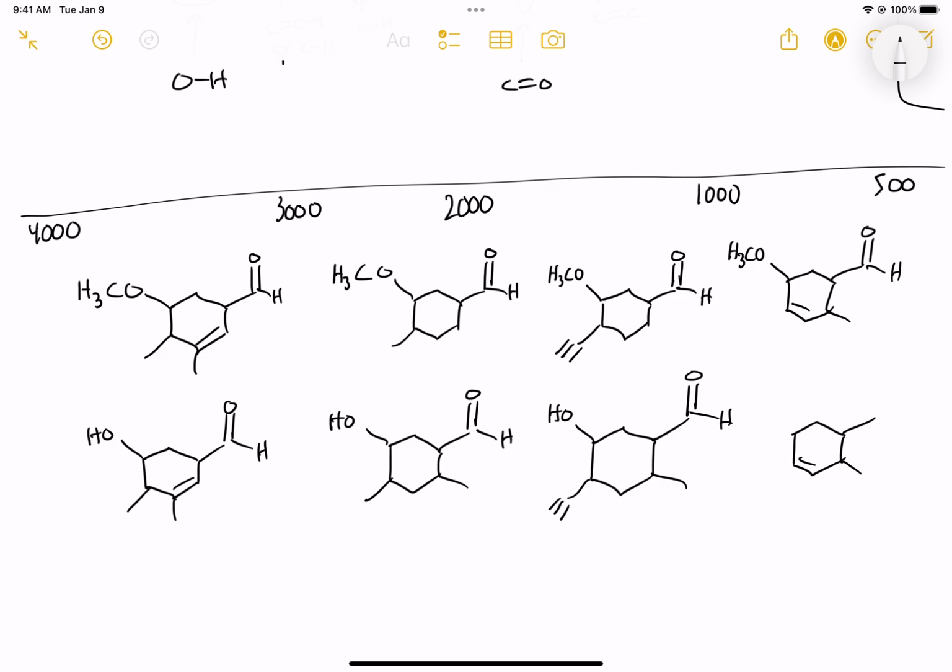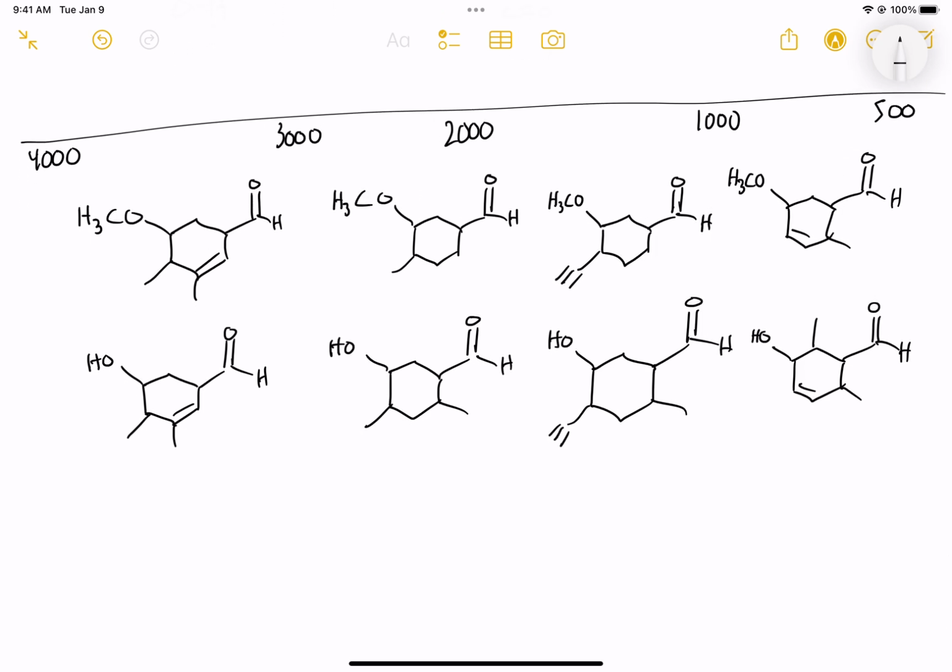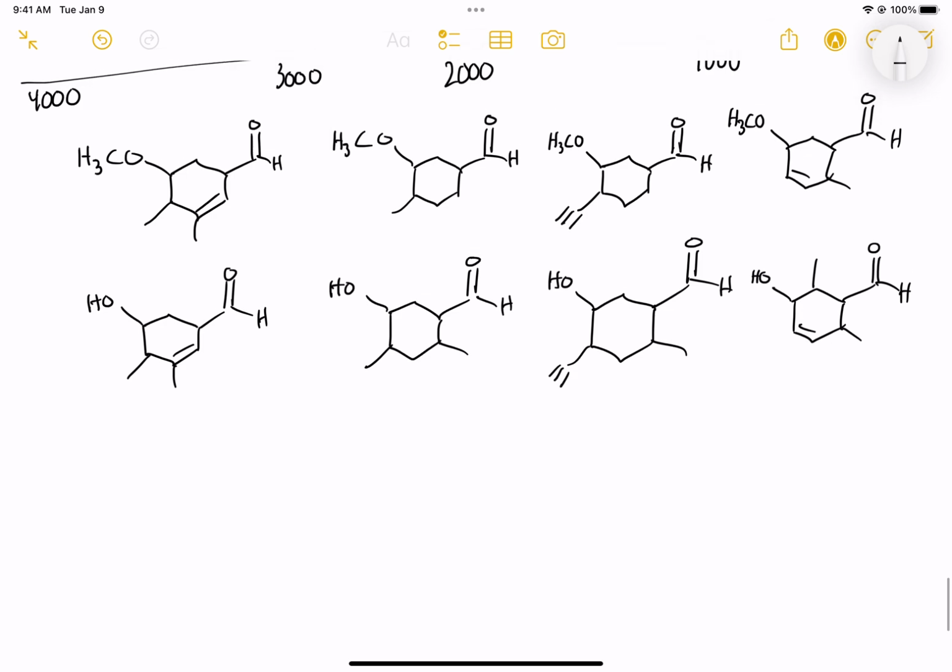So the thing about IR, it doesn't really necessarily tell you the locations of these bonds. It just tells you what's present in the molecule. So when doing these IR problems, you should keep that in mind. What actually tells you the connections is NMR, but that won't be tested on this upcoming exam. All right, and here's the last row. Okay, so there's a lot of molecules.